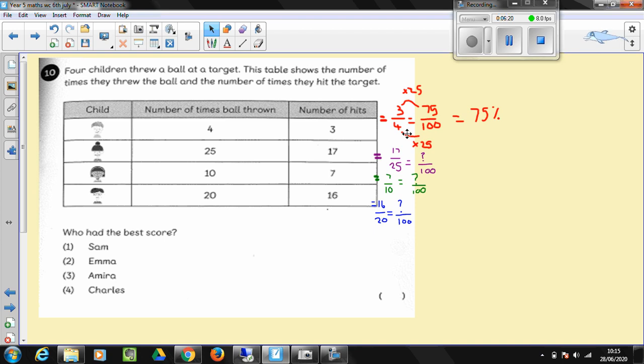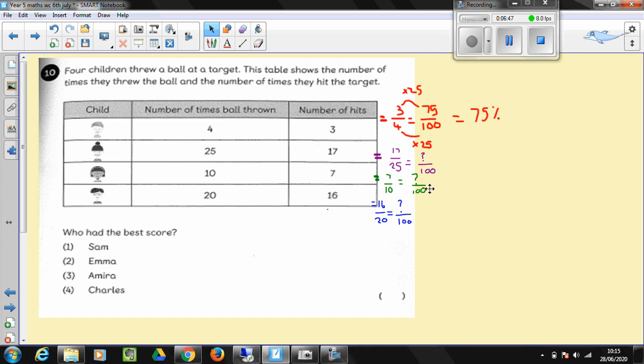You start with the fraction. They hit 3 times out of 4 throws. We need to convert that to be out of 100 to work out our percentage. So how many 4s make 100? Well, 25. So I need to do 3 lots of 25, which is 75. That means it's 75%. Sam hit 75% of his throws.